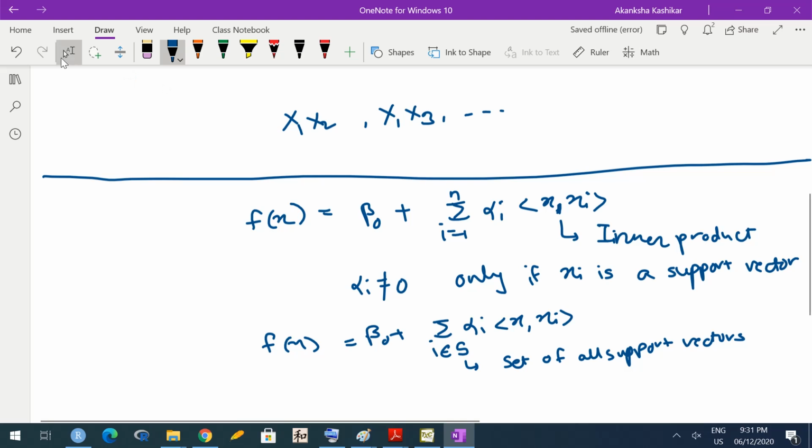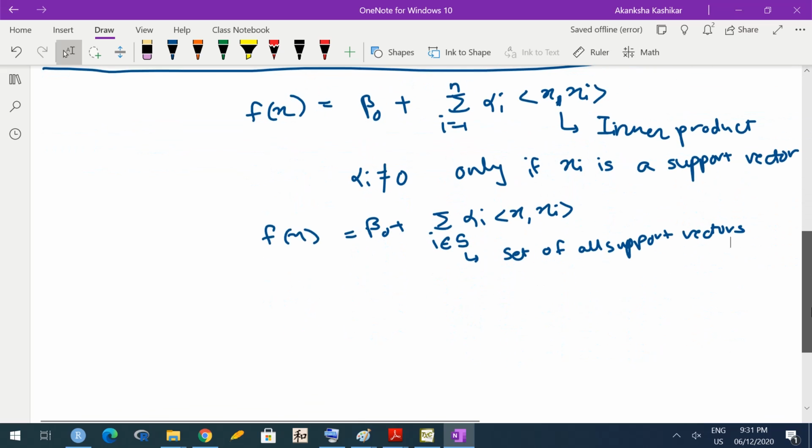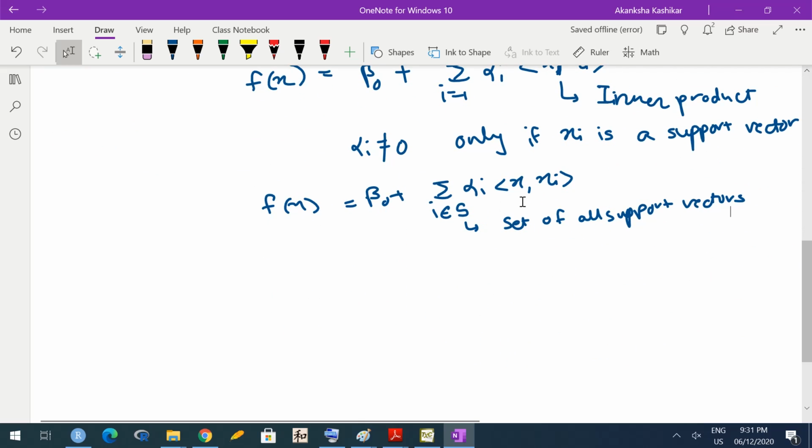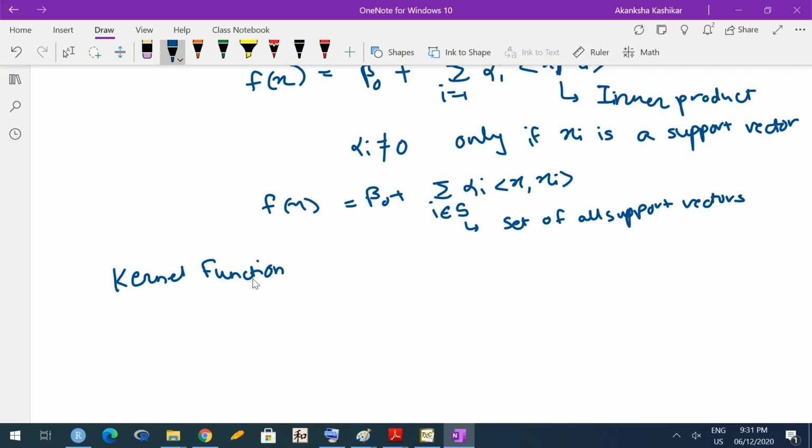So is there any way in which we can generalize this? That's what people started thinking. Instead of having simply an inner product, can we do something else? So they introduced what is known as a kernel function. A kernel function is considered a generalization of the inner product. So a linear kernel would mean simply the usual inner product.